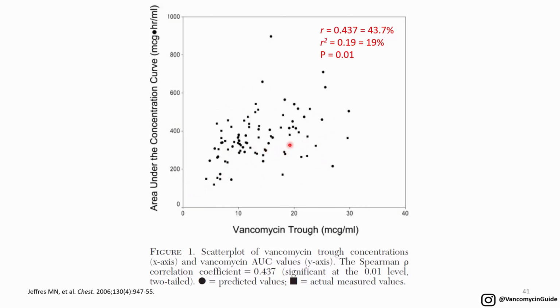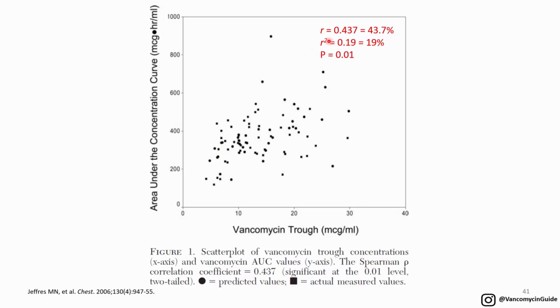And then you can actually get a Spearman correlation coefficient. So the correlation coefficient, or R, is 0.43, which means there's a 43, or let's say a 44% correlation between trough and AUC, which is horrible. That's worse than a coin flip. So there's only a 43 correlation between trough and AUC.